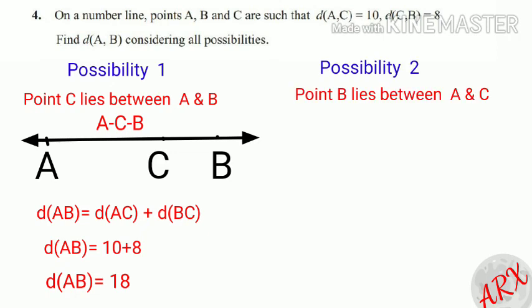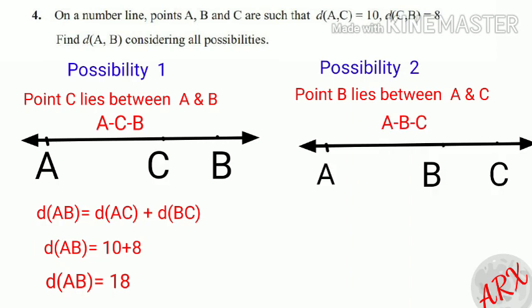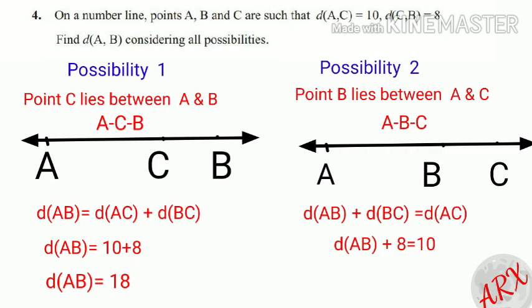Possibility 2. Point B lies between A and C, that is A-B-C. Now, distance AB plus distance BC equal to distance AC. Hence, distance AB plus 8 equal to 10. Distance AB equal to 10 minus 8, as we shifted 8 towards the right hand side. Now, distance AB equal to 2.